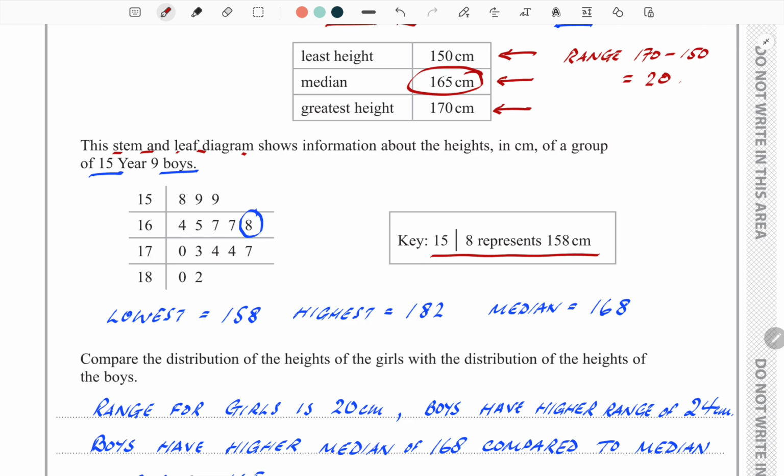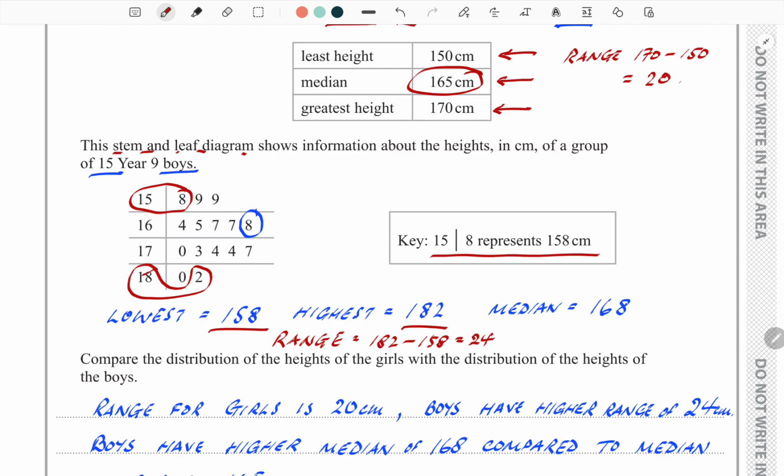So in this one, we've got the smallest height, or lowest height, is 158 there, and the tallest is the 18 and the 2, so 182. And that's what I've got here, 158 to 182. So the range in this case is the 182 minus the 158 equals 24.